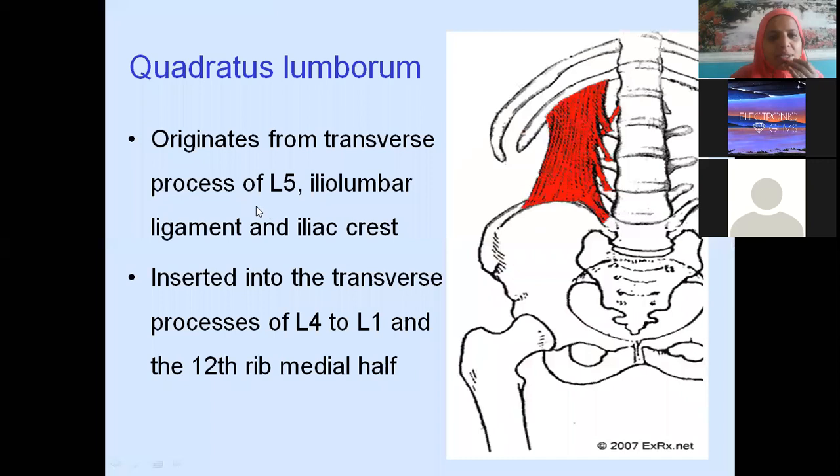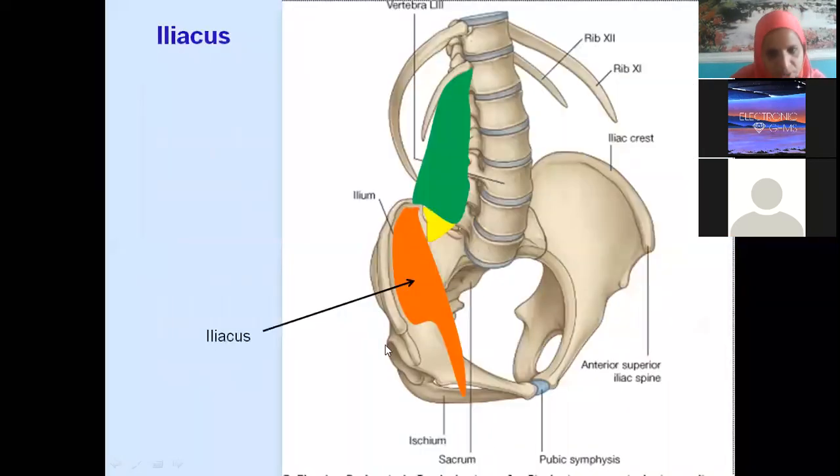It is originating from the transverse process of L5, then the iliolumbar ligament, and also the iliac crest. The insertion is into the transverse processes of L4, and in reverse direction L3, L2 and L1, and then the 12th rib. The medial half of the 12th rib you can see here from this picture. That is quadratus lumborum, very simple origin and insertion.